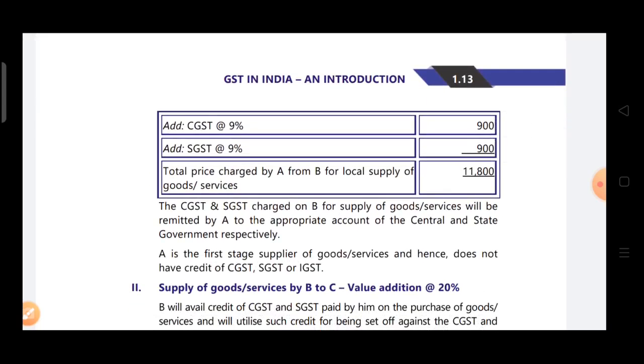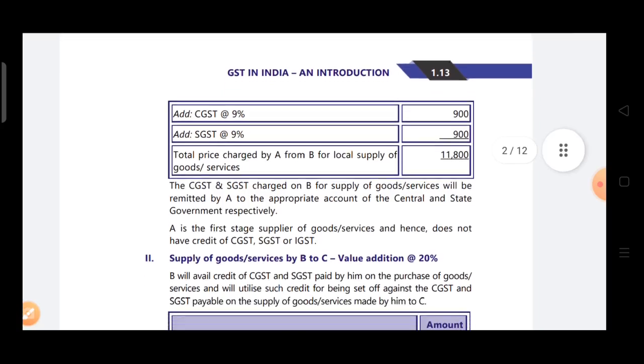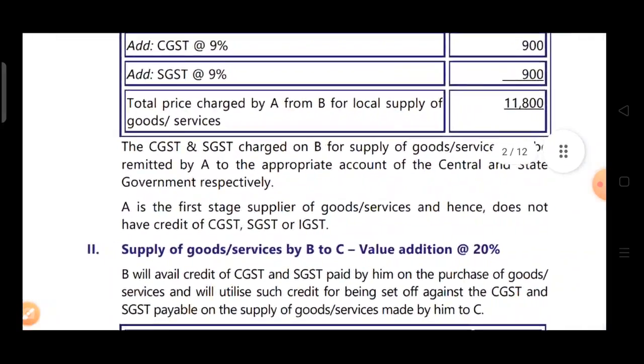Now this is the amount that is charged. 11,800 is charged from B, means charged from the recipient by the supplier. So the supplier has charged the tax amount also from the recipient, and the supplier is bound to deposit this tax amount to the respective government account. See what is written over here. The CGST and SGST charged on B for the supply of goods or services will be remitted by A to the appropriate account of the central and state government respectively.